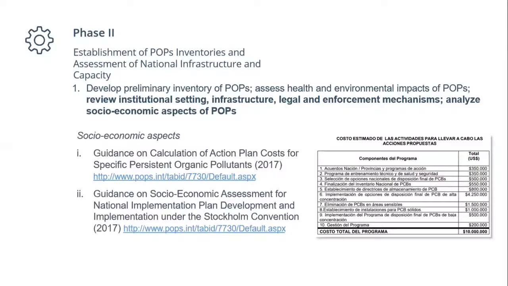there. There is also guidance on socioeconomic assessment, because this is what the parties found very important, that this national implementation plan, if they do not take care of the socioeconomic situation of that country, then it will be kind of theoretical only, of academic interest only. It has to touch upon the socioeconomic aspect.